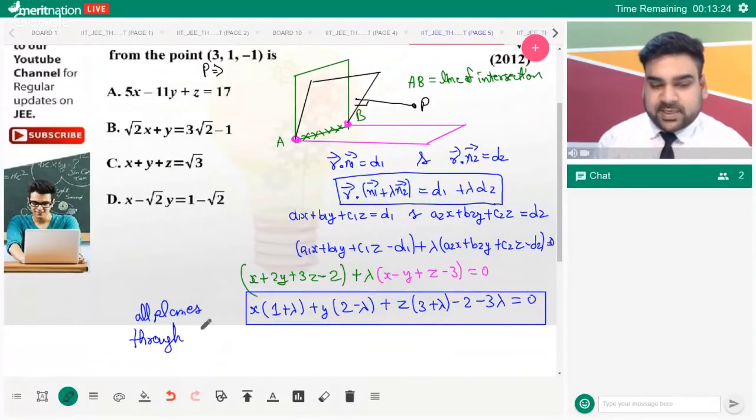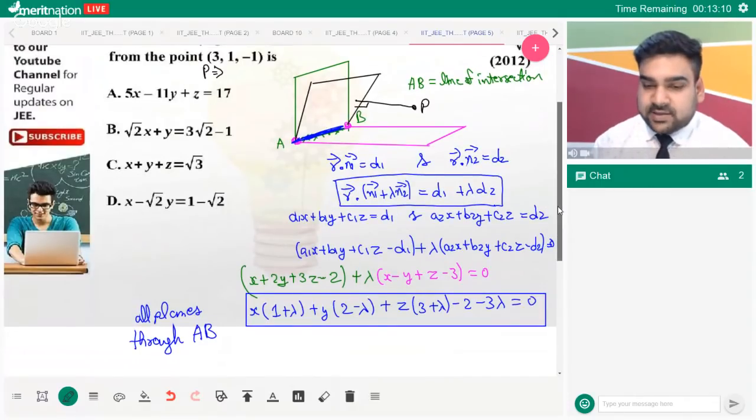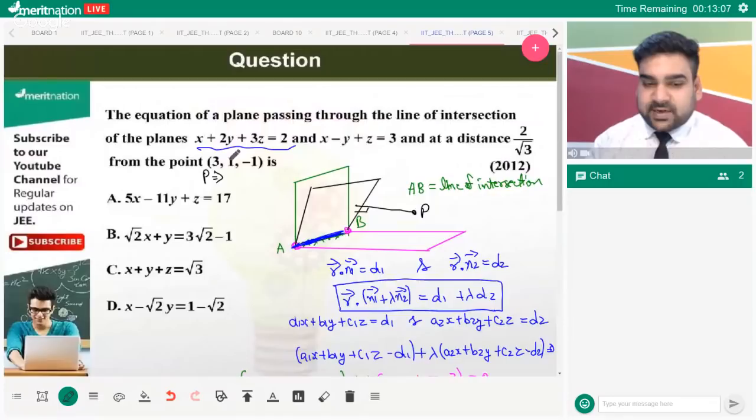This equation represents all the planes which pass through this line AB, the line of intersection of the two planes. It's just that the value of lambda for these different planes will keep changing. Now in this case, how can we find the value of lambda?